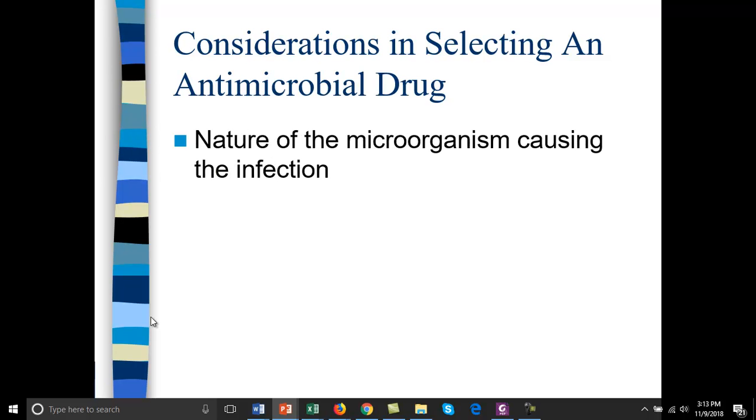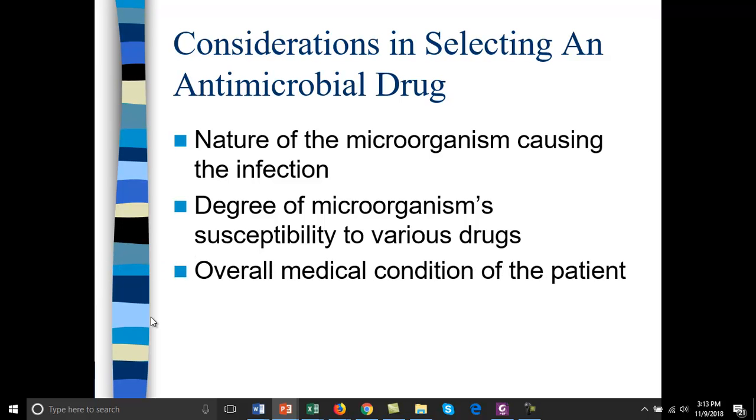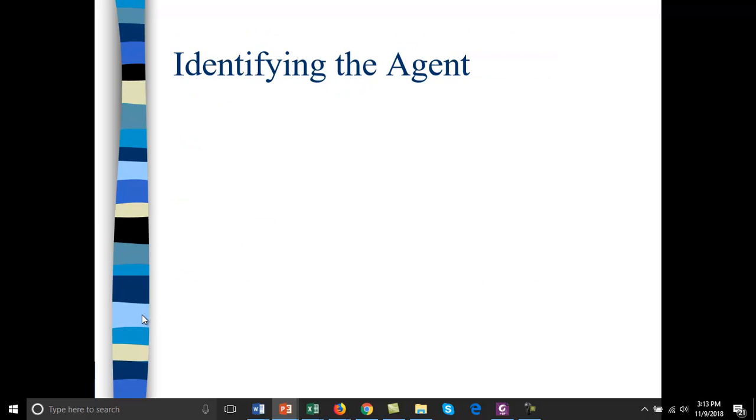So you have to consider all these factors. First, you have to consider what's causing the infection. So what microorganism is causing the infection? You have to consider what's going to kill the microorganism. And then overall, the medical condition of the patient. Will they survive with a strong antibiotic, or could the strong antibiotic compromise their health? So you might use something that's a little more benign.